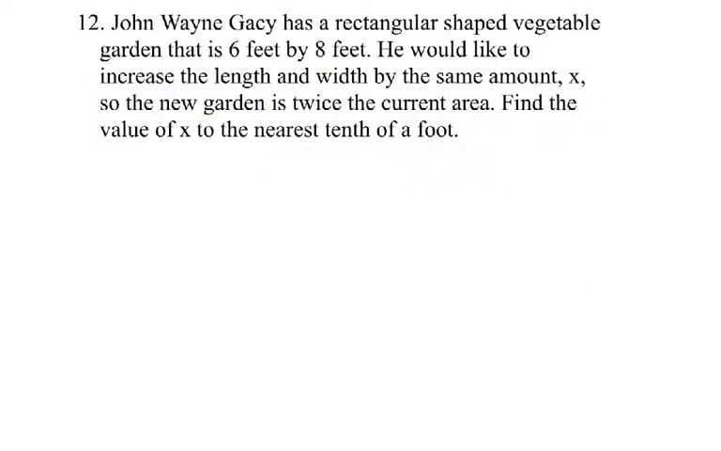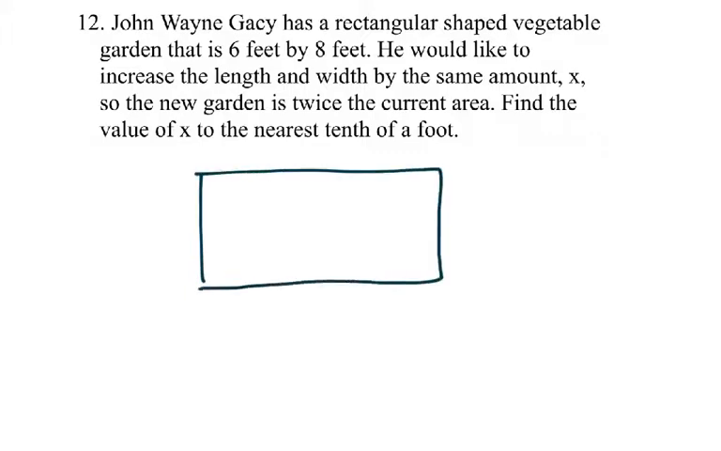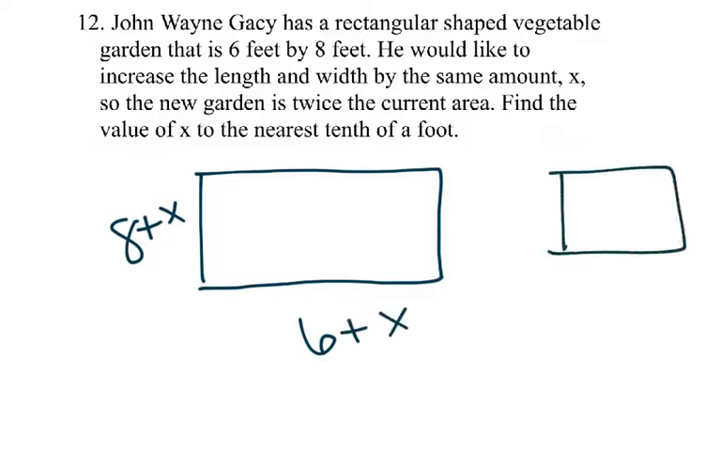Alright, so here's another serial killer. John Wayne Gacy has a rectangular shaped vegetable garden that is 6 by 8 feet. He would like to increase the length and width by the same amount x, so increase means plus, so that the new garden is twice the current area. So it was 8 by 6, and 6 times 8 is 48. We want it to be twice the new area, so 48 times 2 is 96. So we need to find out what x has to be.